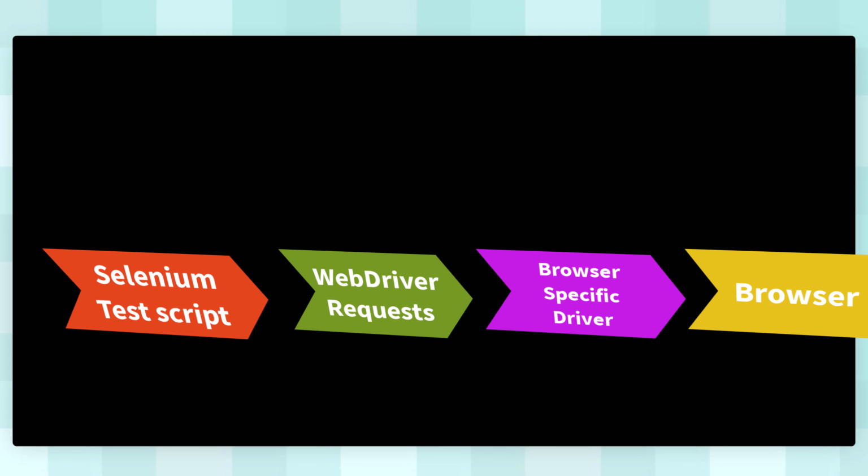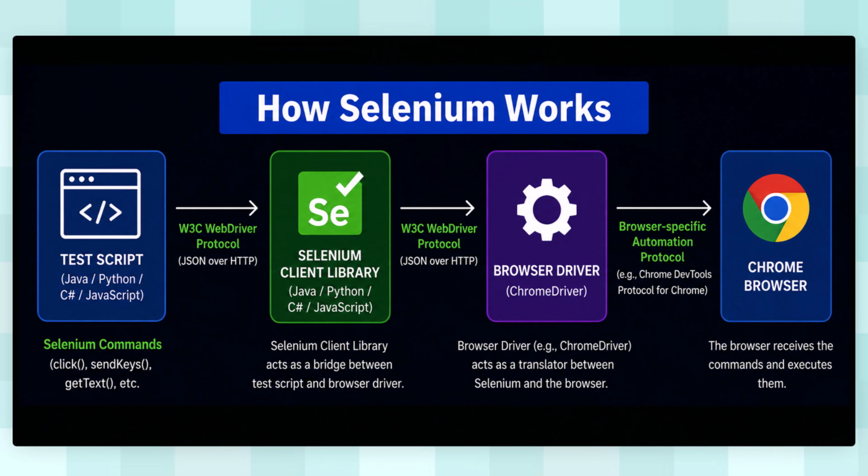Okay, so let's take the example of Chrome. Your Selenium commands are converted into WebDriver requests. These requests are sent to ChromeDriver. Now ChromeDriver translates those requests into commands that the Chrome browser can understand. And after the conversion, finally these commands are sent to the Chrome browser.